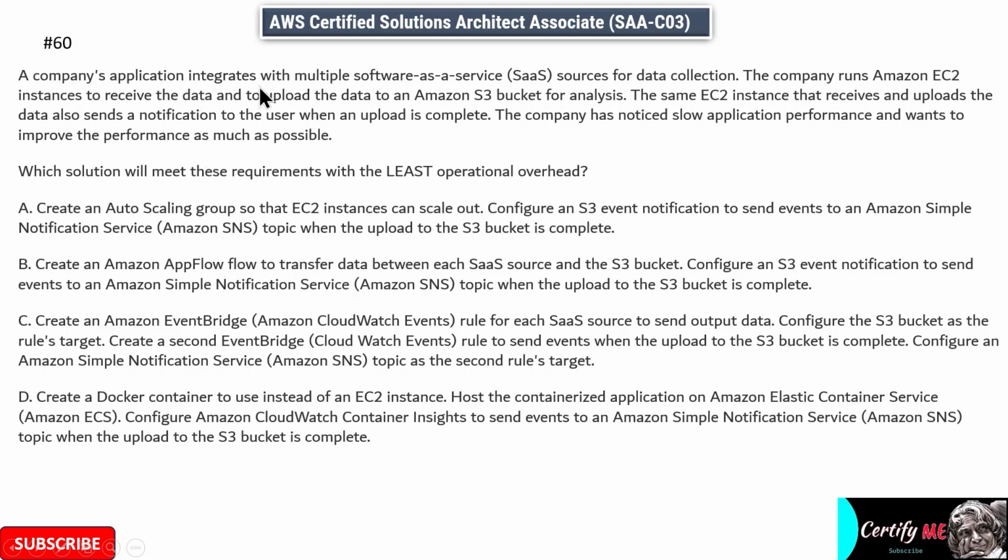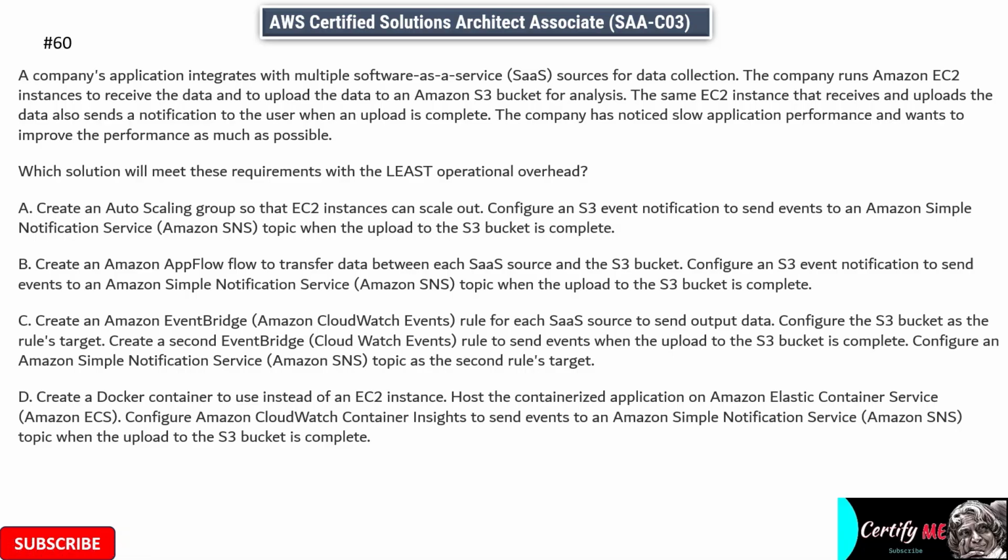A company's application integrates with multiple software as a service sources for data collection. The company runs Amazon EC2 instances to receive the data and to upload the data to an Amazon S3 bucket for analysis. The same EC2 instance that receives and uploads the data also sends a notification to the user when an upload is complete. The company has noticed slow application performance and wants to improve the performance as much as possible. Which solution will meet these requirements with the least operational overhead?